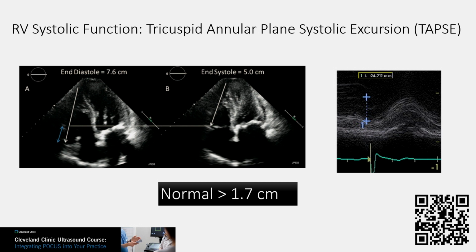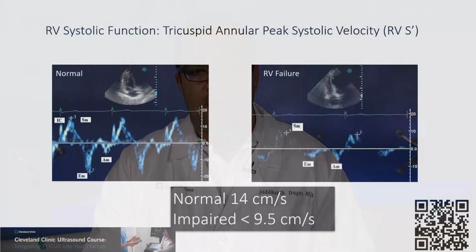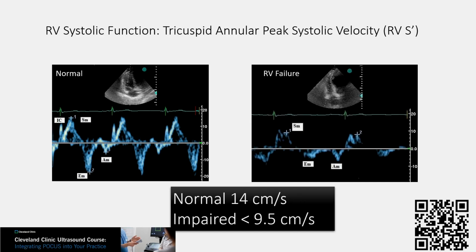A normal value is more than 1.7 centimeter. If it is less than 1.7 centimeter, that is an impaired RV, and the lower it is, the worse the RV is impaired. Similar to how we do TAPSE, we have another measurement, but instead of using displacement, we measure myocardial velocity. And the way we do it is by using tissue Doppler.